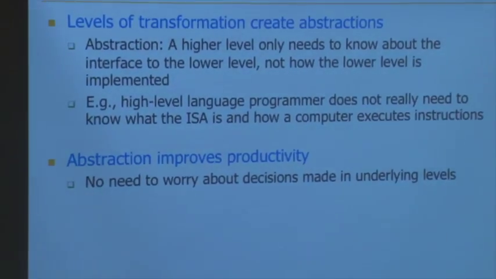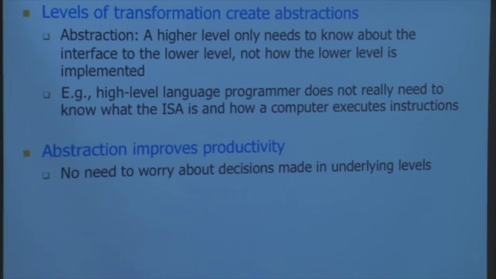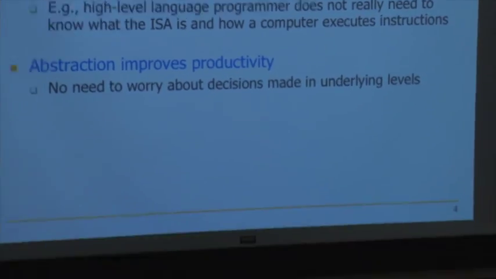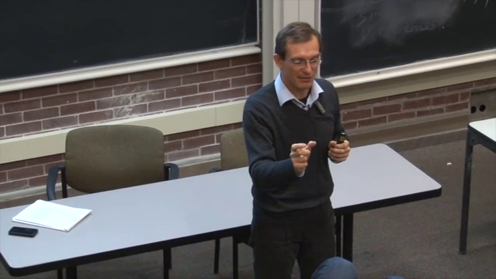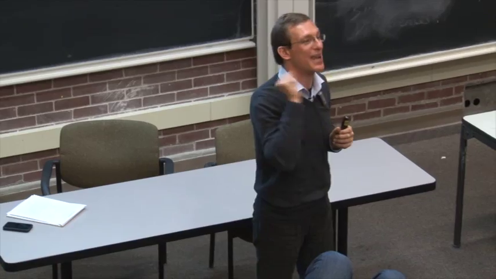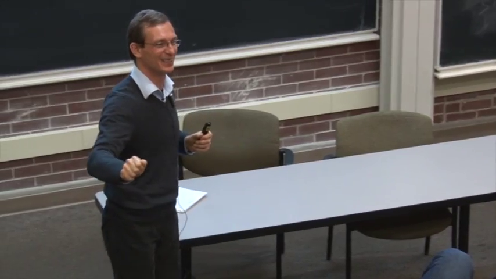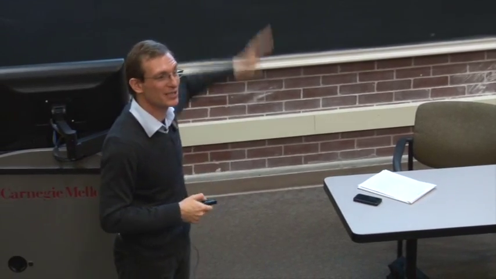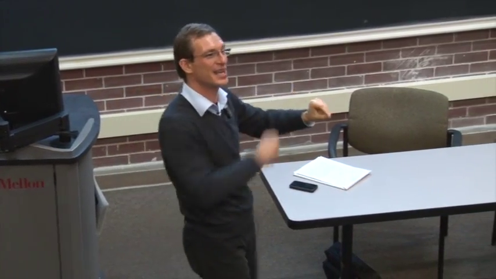And this is nice, right? Because abstraction improves productivity. You don't need to worry about decisions made in the underlying levels. You just say, add this new element. Let's say you're programming a transaction. Add this new value that's deposited into this bank account, right? You don't need to worry about every single instruction to do that. You don't need to worry about where things are stored in computing. So this improves productivity a lot. You don't need to worry about the lower levels. You just need to worry about the interface to the next level underneath.